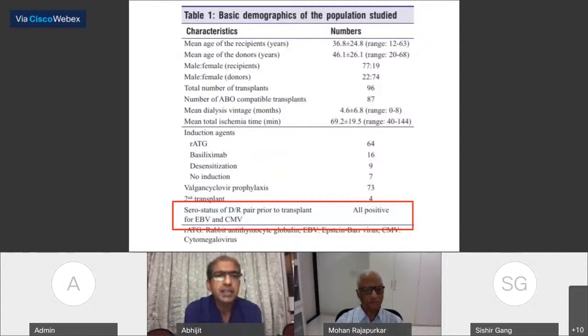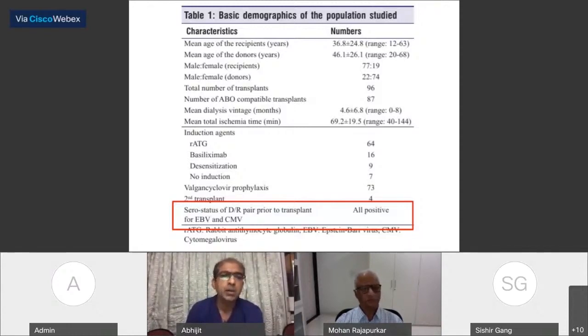On basic demographics, the mean age of the recipients was around 36 years, and the mean age of donors was 46. As Dr. Gang had pointed out, a large proportion of the recipients were male, and a large proportion of donors were female. The total number of transplants was 96, of which ABO compatible formed a large proportion, 87. Mean vintage dialysis was around 4 months prior to the transplant, and the total ischemia time was not too broad, around 60-70 minutes for these transplants.